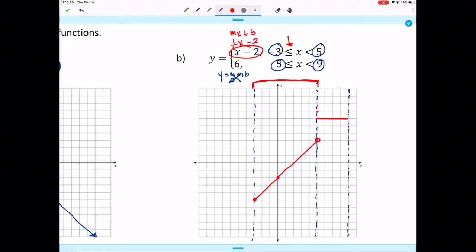Okay, and we need to find the endpoints. So if we look at 5, we would see that x is greater than or equal to 5, it includes that point, so it would be filled in. The other side would be x is less than 9, so it doesn't include that point, right? So hopefully that makes sense.